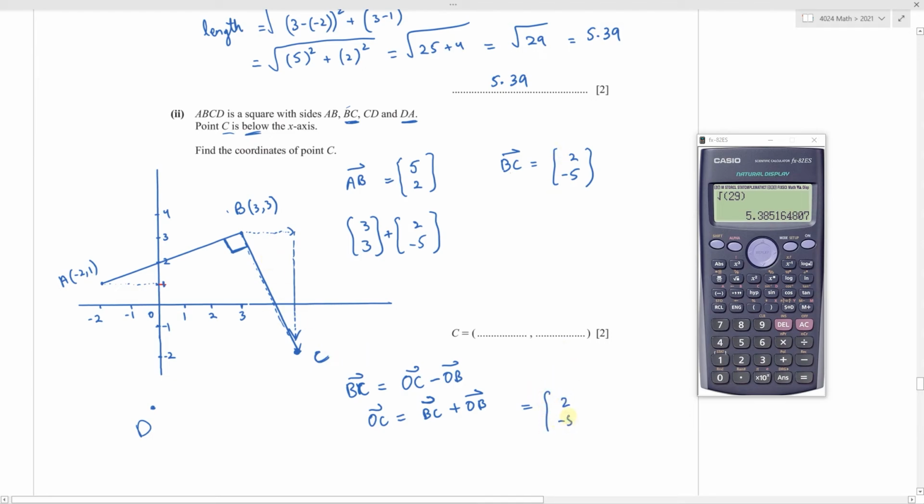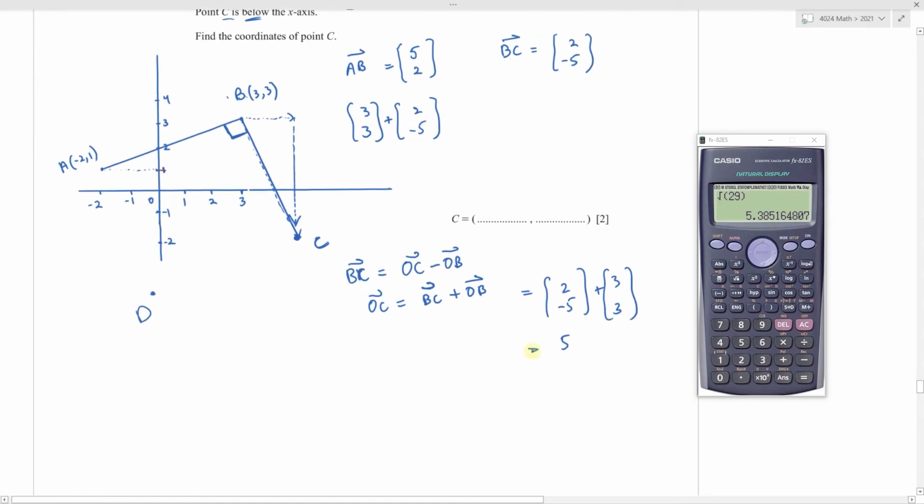2 and minus 5. And OB is what? The position vector of point B is 3, 3. So 3 plus 2 is 5. And minus 5 plus 3 is minus 2. So the coordinates of C will be 5 and minus 2. So minus 2 here and 5 here. So 5 and minus 2.